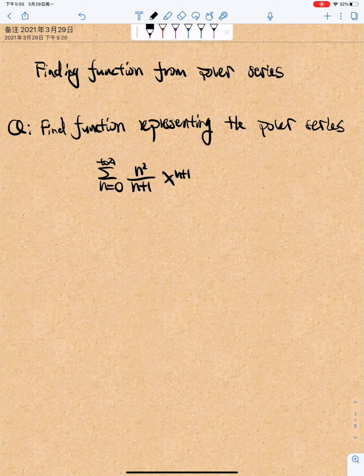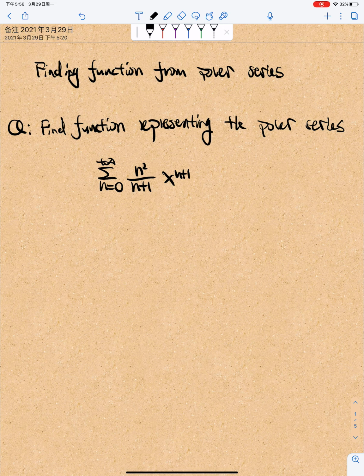We will talk about how to find a function that represents a certain power series. The question we will discuss is the following. We want to find a function that represents the following power series, sigma n from 0 to positive infinity of n squared over n plus 1 times x to the n plus 1's power.